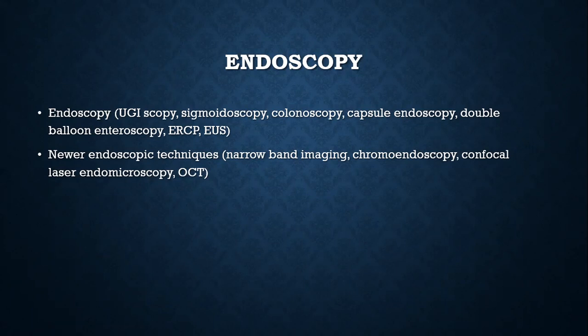Rather than just visualizing, we can do chromoendoscopy or confocal laser endomicroscopy or optical coherence tomography, so that we can have a non-invasive histopathology. Just by looking through these newer techniques, we can find out whether the patient is having some pre-malignant lesions, etc. So one specific investigation for any GI disorder will be an endoscopy.